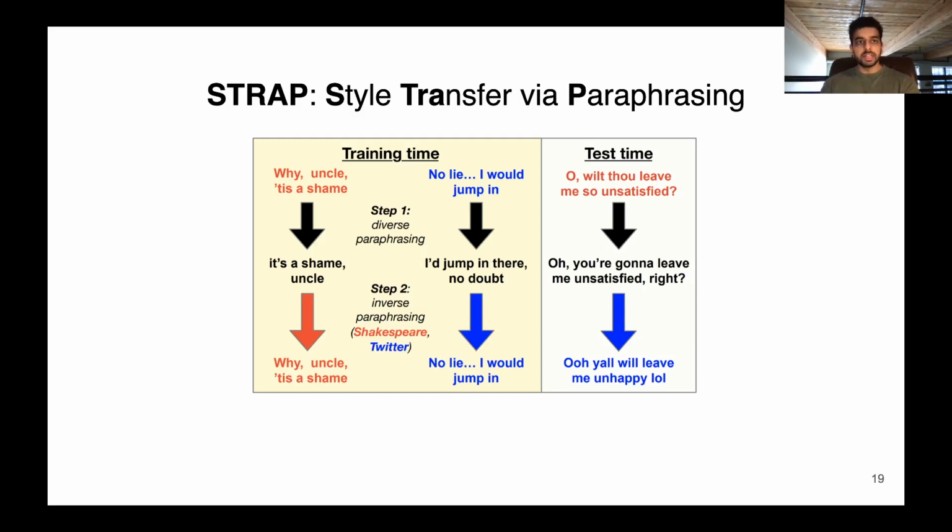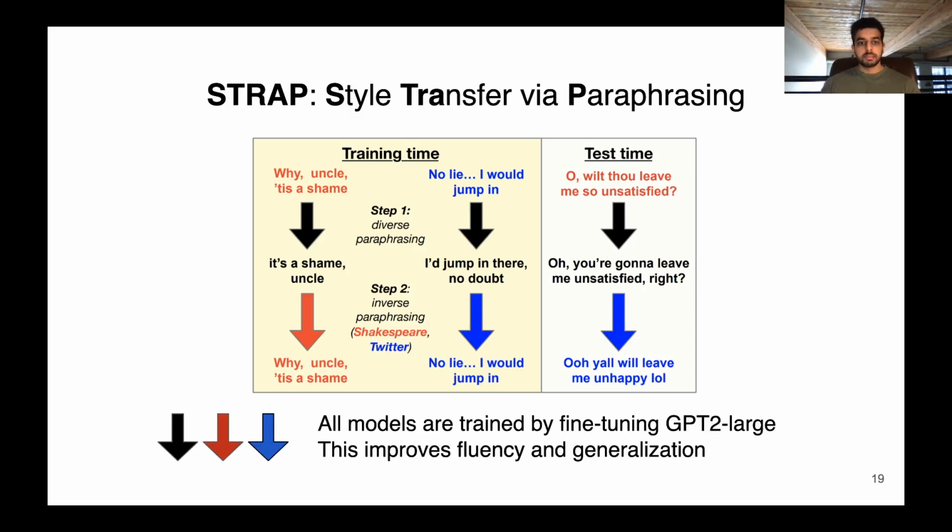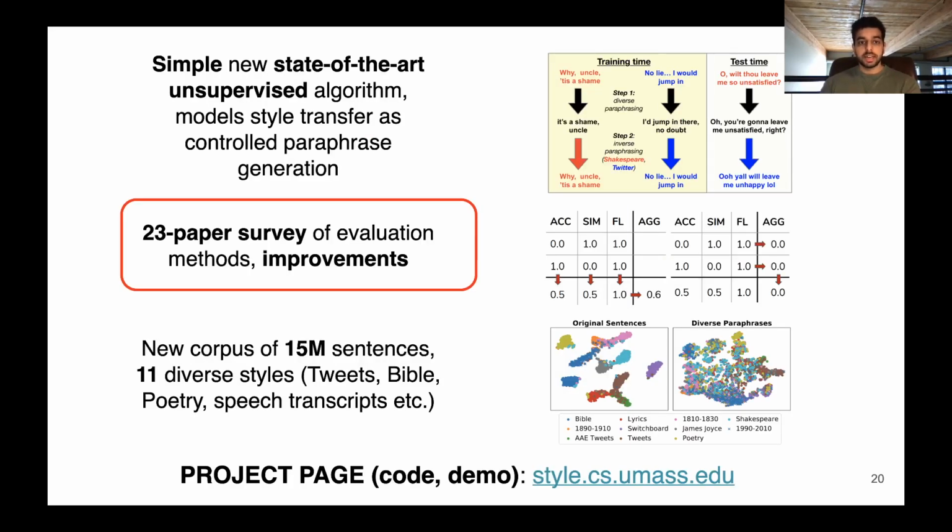So at the end of the day, we call our model STRAP, style transfer via paraphrasing. And yeah, I've already explained the process by which it works. So an implementation note: we implement both the diverse paraphraser and the style-specific inverse paraphrasers by fine-tuning a GPT-2 large language model. This is a pre-trained language model released by OpenAI. It's been pre-trained on billions of words of text, and it's a great place to start if you want to start from something that produces fluent text.